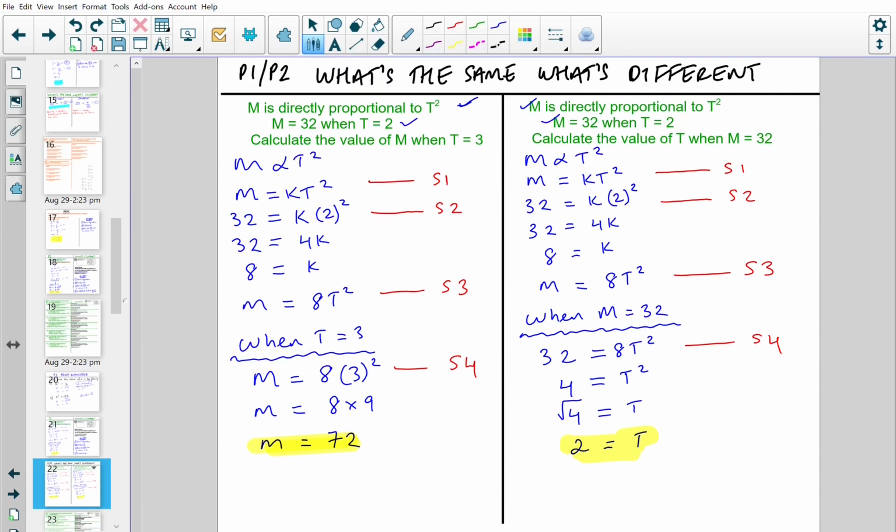The only difference with P2 would be, when you get to the final step, step 4, you may need to rearrange the equation before you get to the final answer. So as you can see here, I've had to divide by 8 first, and then I've had to square root it to get to the final answer. If I had t cubed, I would have to cube root it.